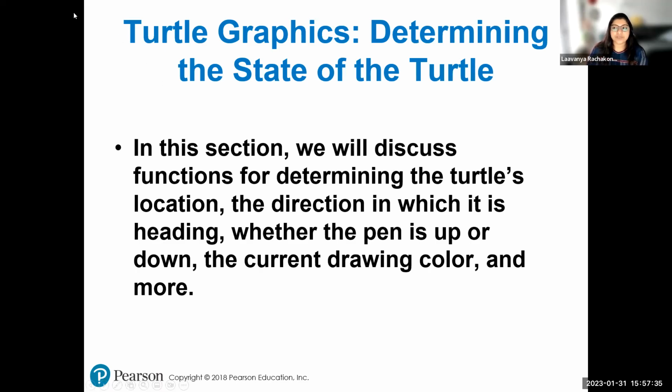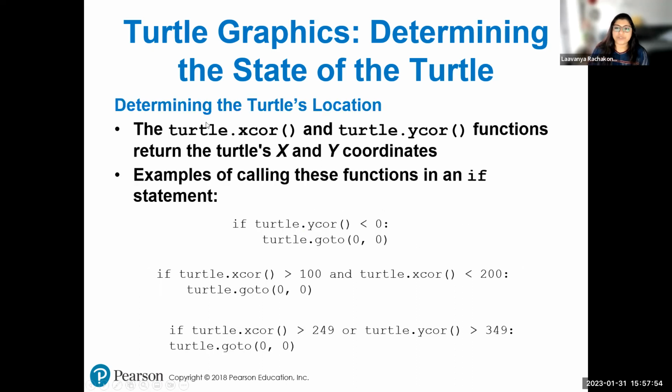So with everything that we have learned in chapter 3, let's try to implement that by using the turtle graphics concept as well. So in this section, we'll be discussing functions for determining the turtle's location, the direction in which it is heading, whether the pen is up or down, the current drawing color, and more. So first, determining the turtle's location.